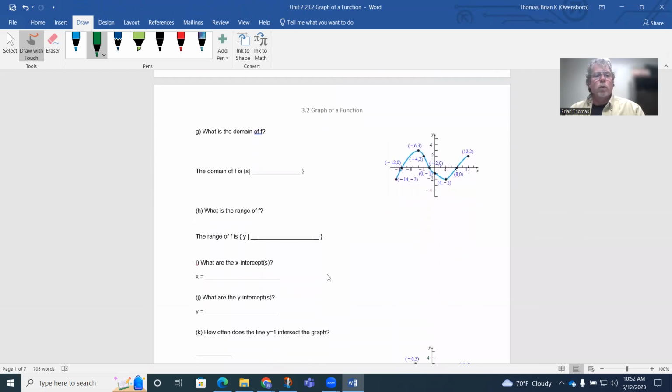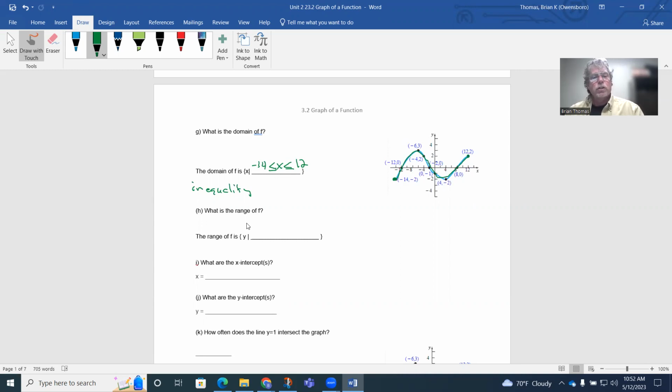So next question is, what is the domain of f? And they want us to use an inequality for this. So again, domain is your x values. Notice that the furthest x value we see is at negative 14, and the graph continues all the way over to the right until we get to 12. So your domain is all the numbers between negative 14 and 12. Negative 14 is your left bound, less than or equal to x, less than or equal to 12, because we have to include the endpoints here. So negative 14 and 12 are both included in our domain.